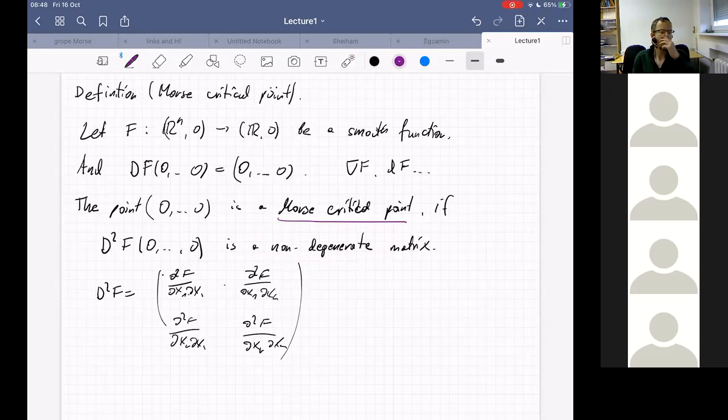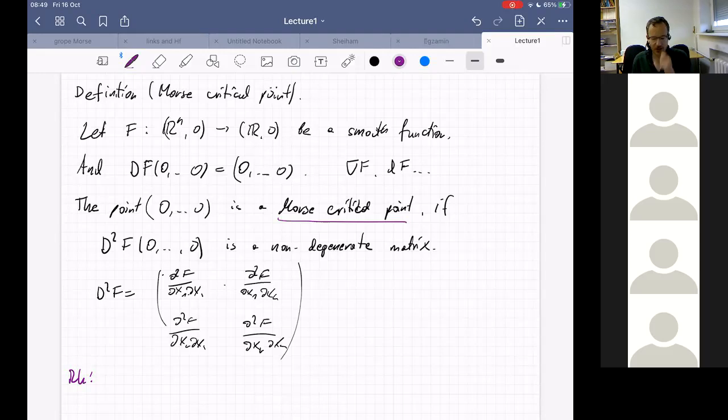And of course, if you have another critical point, like at some other place or on some manifold, then the definition of the Morse critical point means that in some local coordinate system, it's a Morse critical point. A critical point z of f is Morse if it is Morse in some coordinate system.